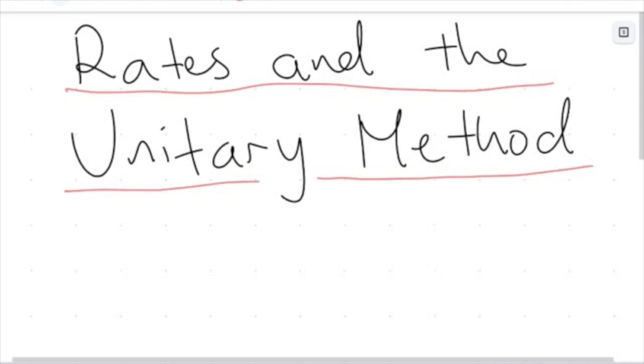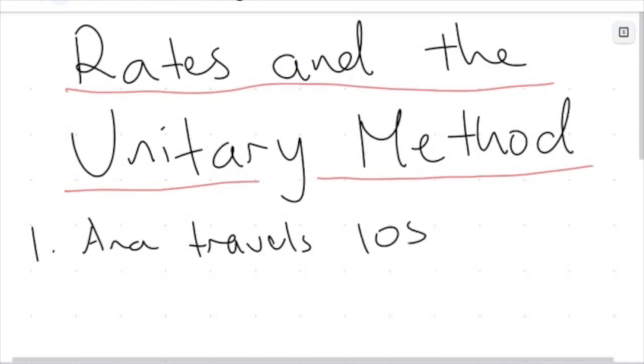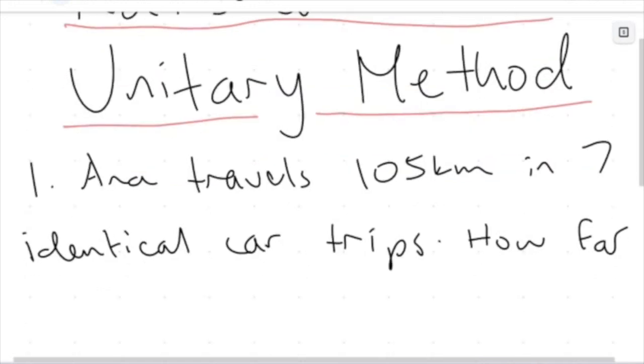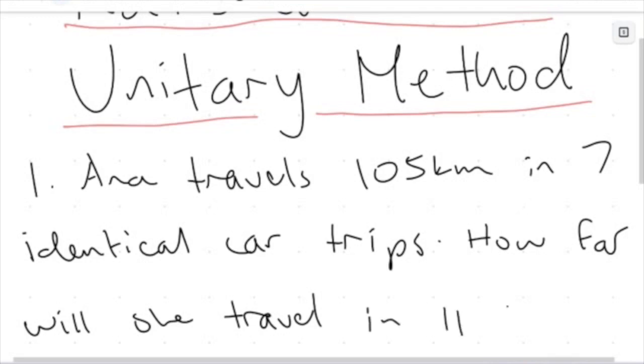Now, in our first question, we're going to say, Anna travels 105 kilometers in 7 identical car trips. So she's driven the same distance in each car trip. How far will she travel in 11 such car trips? So 11 car trips of the same distance.